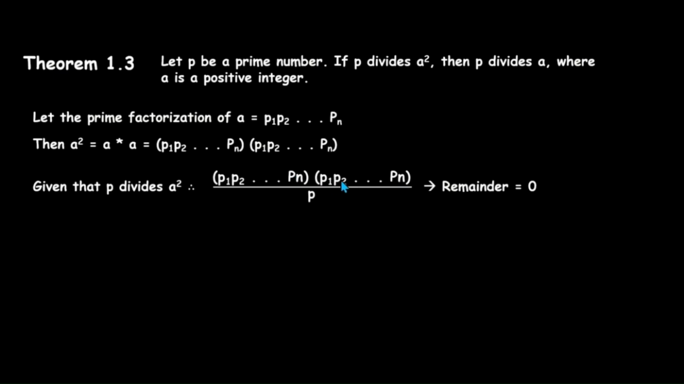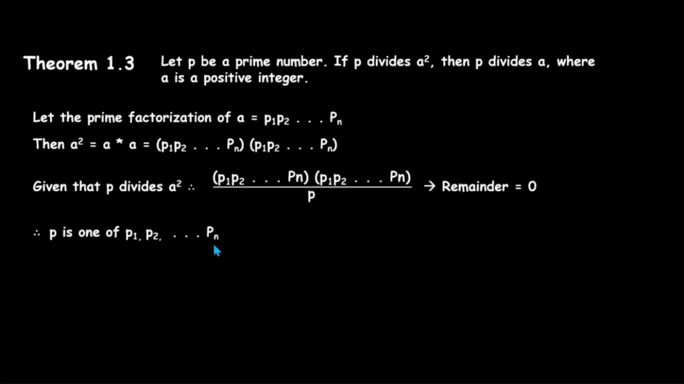Of course, it can do the same here as well. If it can cut p1 here, it can also cut p1 here. Of course, one of them. And if it can cut p2 here, it can cut p2 here as well. One of them. So obviously, then p would be one of this set of numbers. Either it could be p1 or p2 or p3, one of them. So p is one of the prime factors p1, p2 up to pn, one of them.